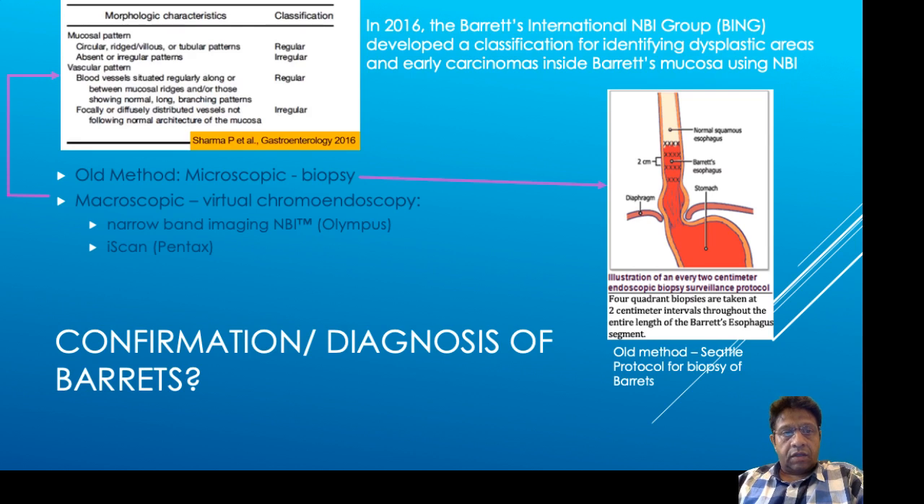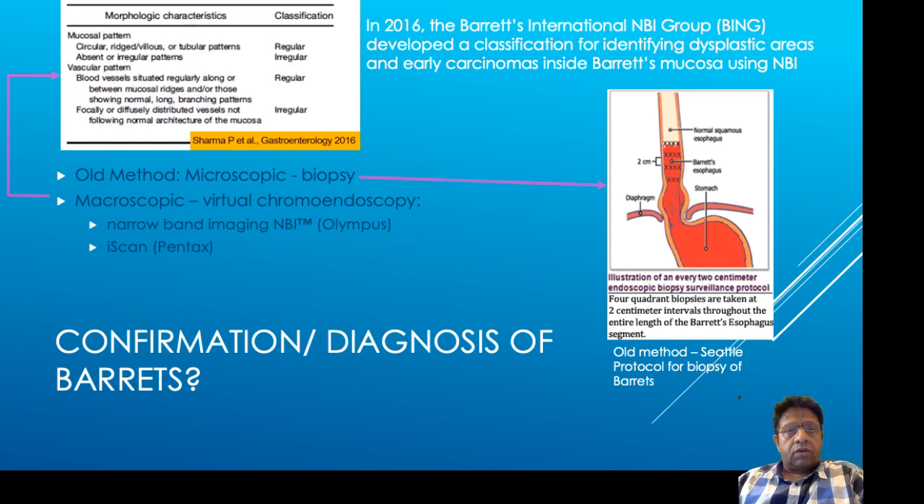The new method is to use narrowband imaging. Right? This is a method of virtual chromoendoscopy. The different brands of endoscope have different names for it. Olympus calls it narrowband imaging. Pentax calls it iScan. And basically, this has been now accepted as a macroscopic confirmation of Barrett's.